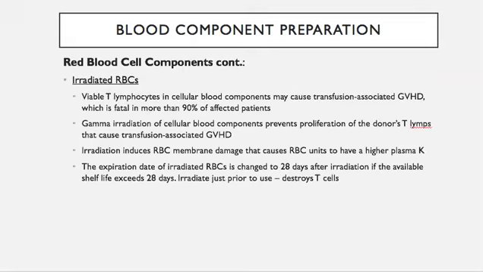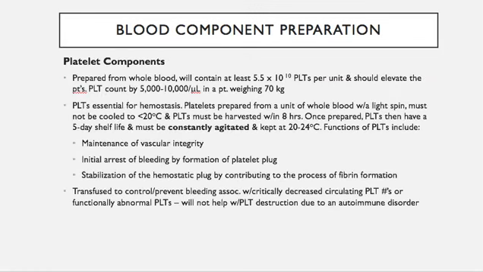So gamma irradiation of cellular blood components prevents that proliferation of the donor's T-lymphs that cause transfusion-associated graft versus host disease. Radiation causes red cell membrane damage that leads red cell units to have a higher plasma potassium. And the expiration date of irradiated red cells is changed to 28 days after irradiation if the available shelf life exceeds 28 days. And then you want to irradiate the units just prior to use, so it destroys T cells. And again, irradiated cells are used largely for immunocompromised patients.